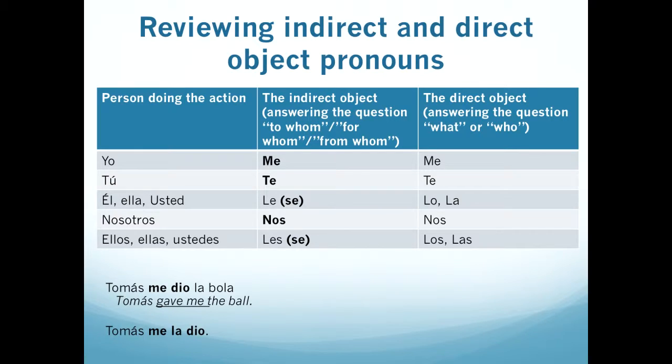To me. If we take a look at the same sentence, Tomás me la dio. He gave it to me, meaning the ball. So the ball becomes la. It's the direct object. You can see in the right column. This is the correct order. Where it goes first, to me, then the object, then the giving.